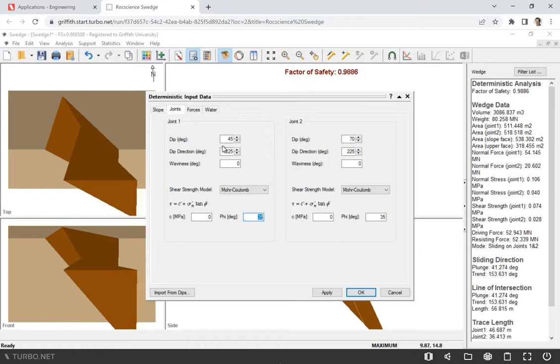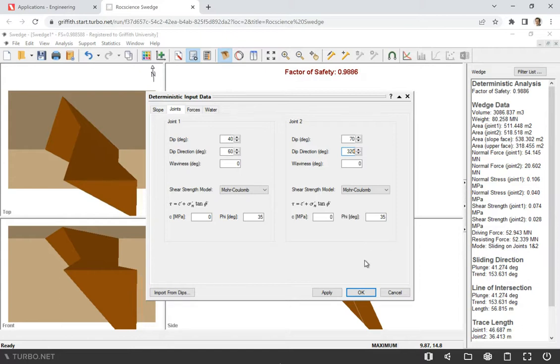Then we look at the dip direction of both joints. For the first joint, the dip, which is the inclination of that plane, was 40 degrees, while the dip direction was 060. So we put it here. For the second plane, the dip was 70, and the dip direction was 320. For waviness, we simplified our analysis and assumed that there is no waviness. So it's a straight plane, a straight joint.